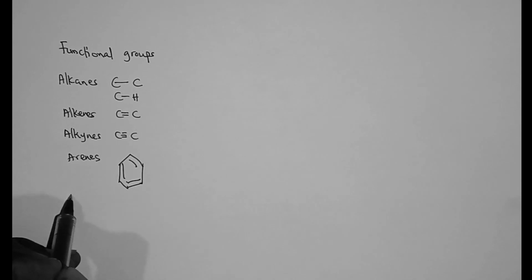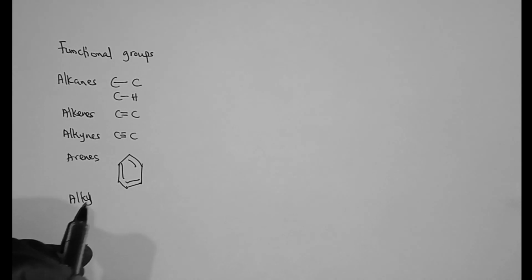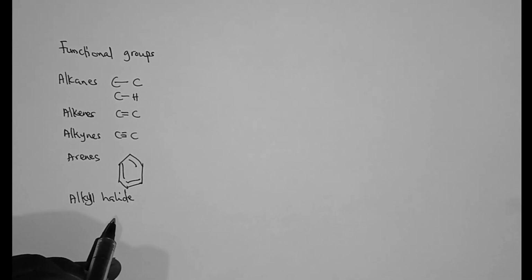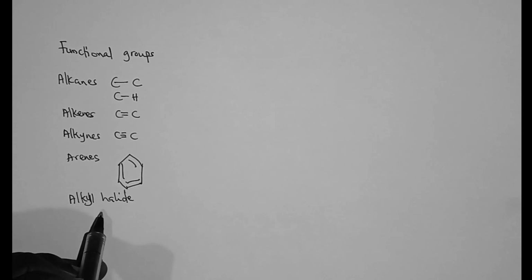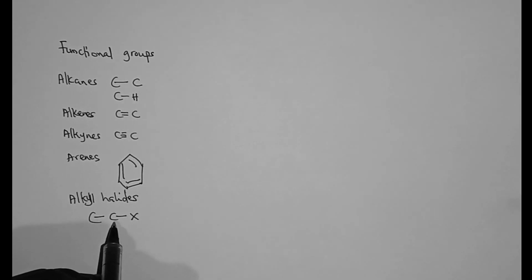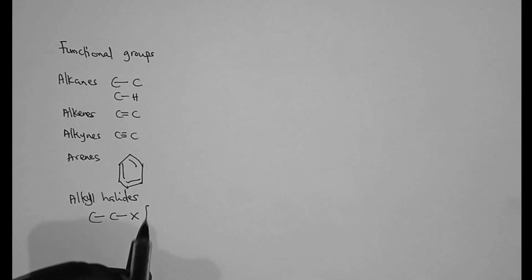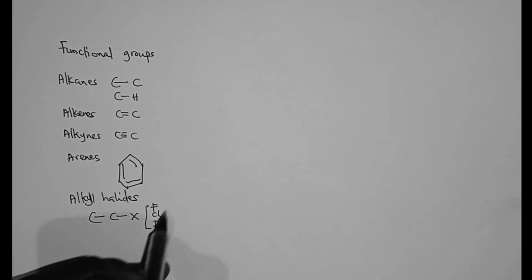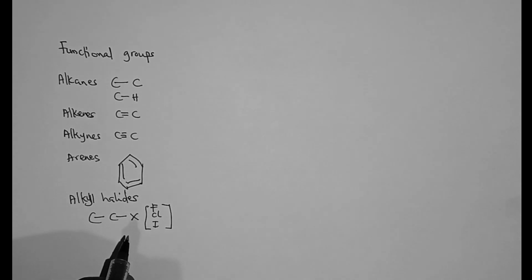Then we also have alkyl halides. Now a halide is an element that belongs to the chlorine, the iodine, and then the fluorine family. The alkyl halides are normally carbon bonded to a halogen. I have used X to denote halogen. The halogens are normally fluorine, chlorine, and then we also have iodine. These are the frequent ones that we normally encounter in organic chemistry. Then we also have the alcohols.